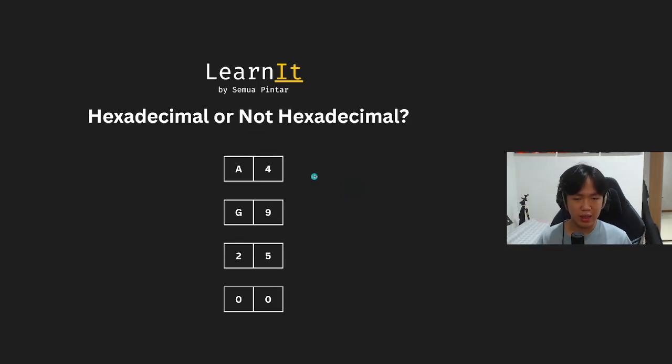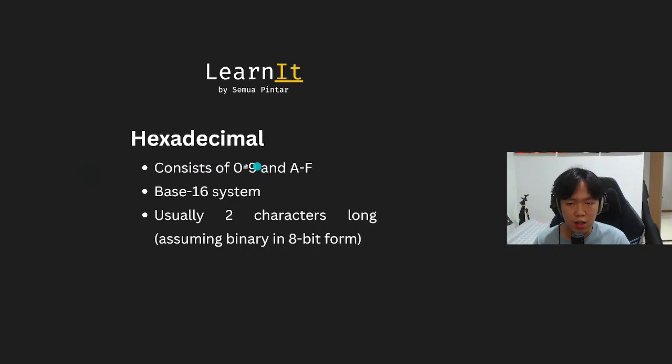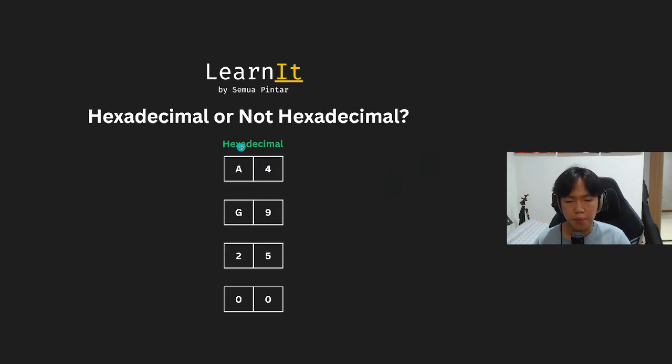Let's try to play another game. Let's try to identify if these are hexadecimal or not. Okay, so let's see this. The first one we have is A4. And since it follows the criteria of consisting of 0 to 9 and A to F, therefore it is hexadecimal.